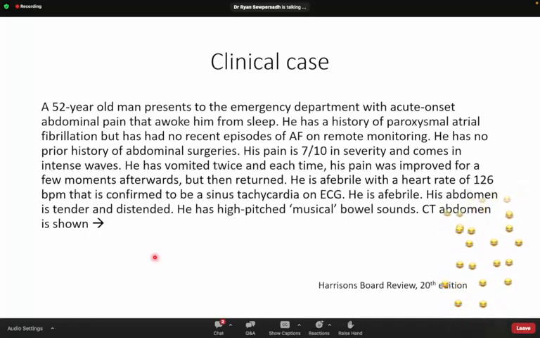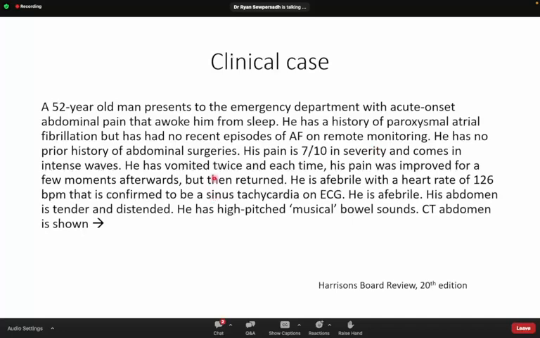Okay, let's get started, guys. Just to throw some context into the whole situation, let's talk about a clinical case. Imagine that you are working in casualty or emergency care. You've got a 52-year-old man who comes to you with acute onset abdominal pain that he says woke him up from sleep. He has a history of paroxysmal atrial fibrillation, but has had no recent episodes of AF on remote monitoring. Yes, this gentleman has access to remote monitoring.